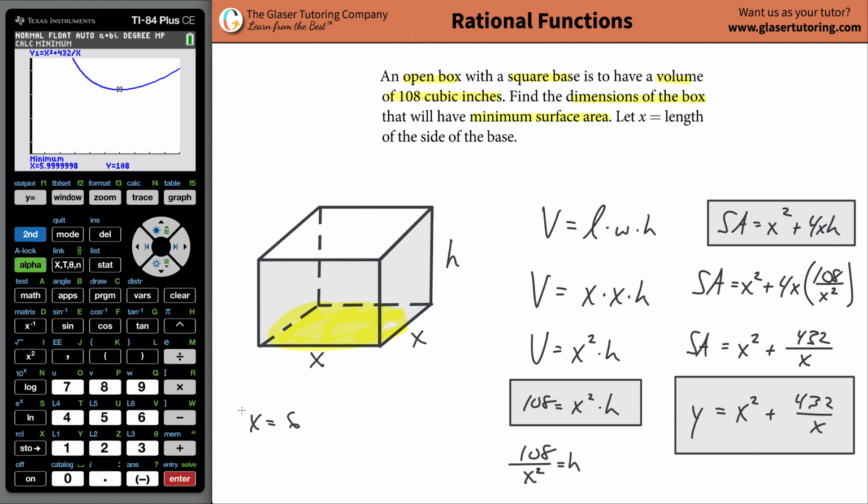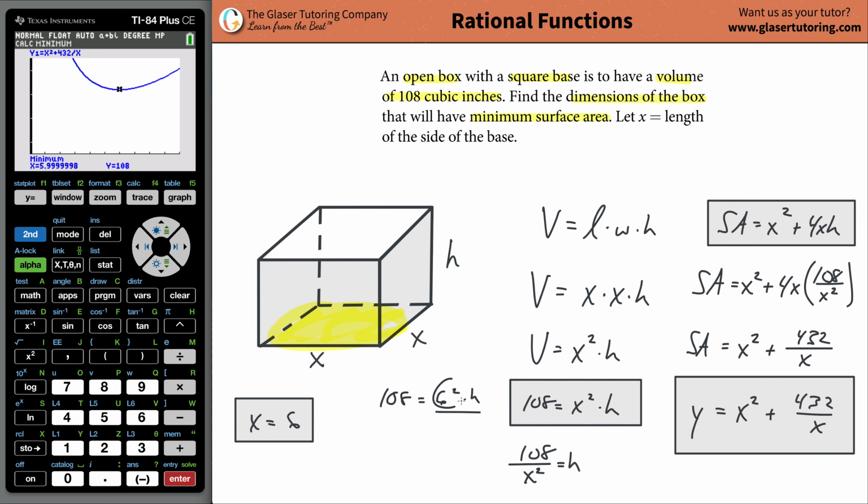If you know x is 6, that's the length of the box. That's also the side of the box. Could we find the height of the box now? Of course we can, right? We have this formula over here, and on this side it's going to be x squared. So we plug 6 in there. It's going to be 108 equals 6 squared times h, because I want to find the height.